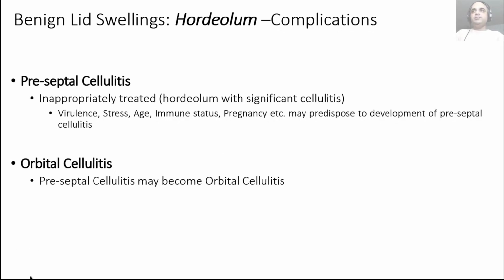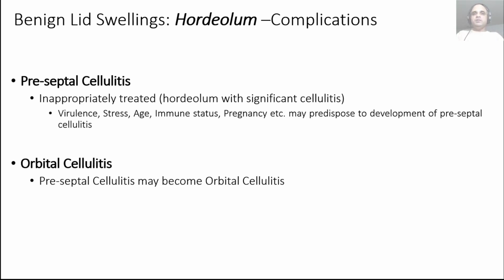The complications that you might see in a hordeolum are preseptal cellulitis and orbital cellulitis. A preseptal cellulitis develops because, remember, hordeolums are associated with some level of cellulitis anyway. So if you have a patient who has a hordeolum, either internal or external, which has significant levels of cellulitis, and you inappropriately treat it, i.e. either give no treatment or a topical antibiotic when a systemic antibiotic was indicated, the patient might get a preseptal cellulitis.